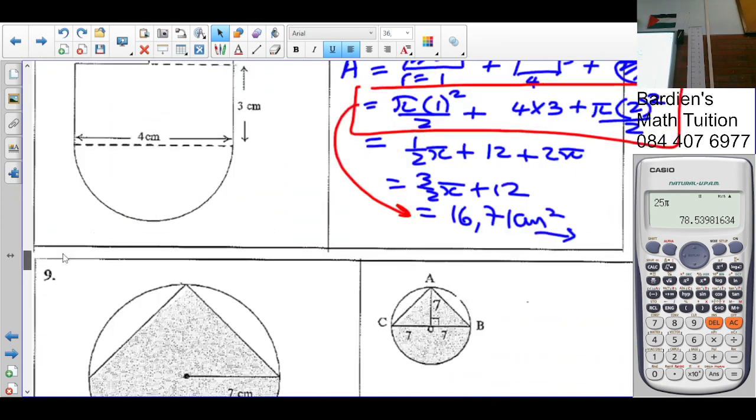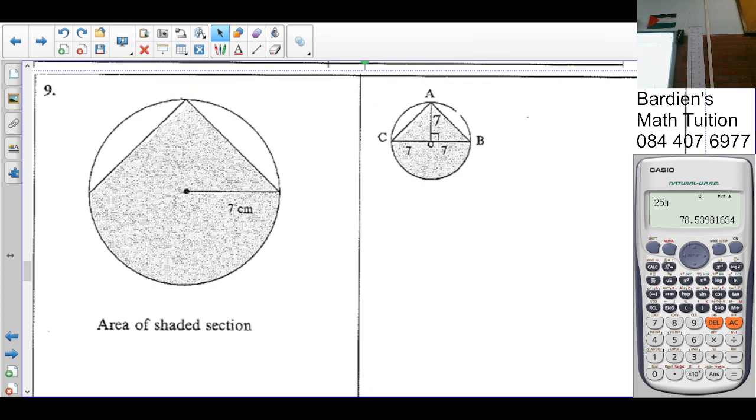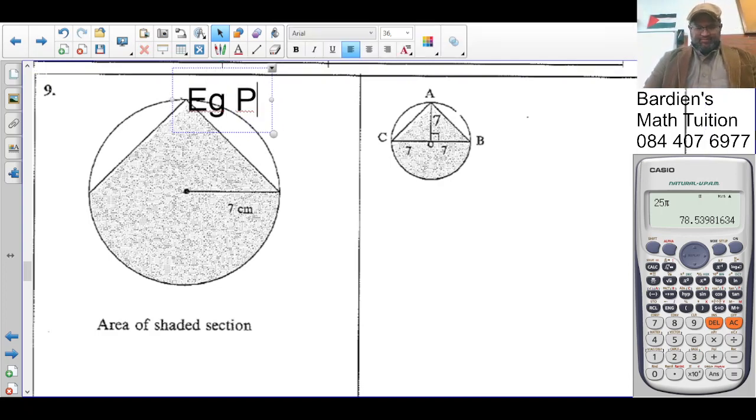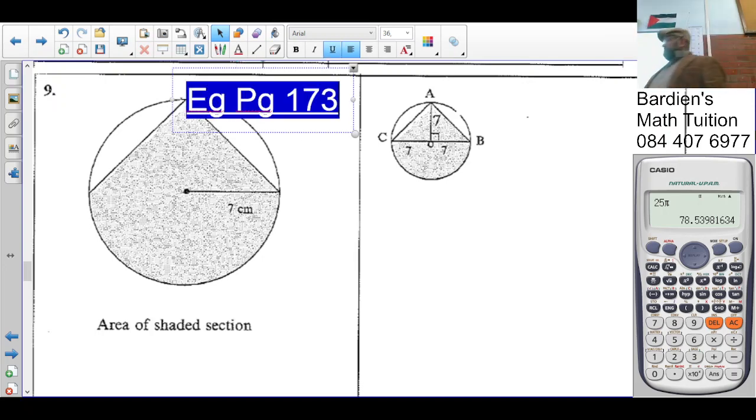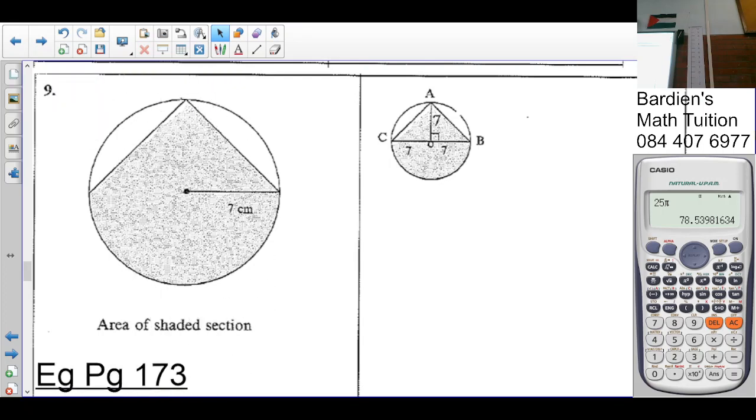Okay, let's look at this example here. Example 9 is on page 173. Please settle down. A lot of noise in the background. The question says calculate the area of the shaded section. So they only want the area of the shaded section. So it's going to take you one step back. I think this is a bit difficult to start off with.